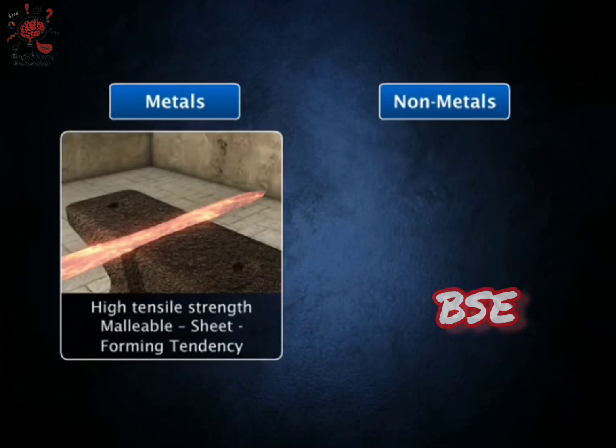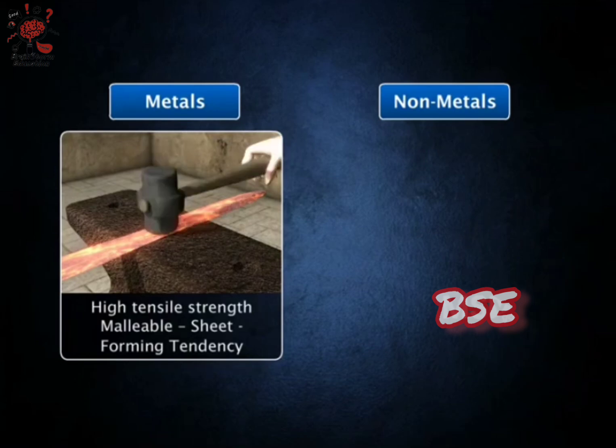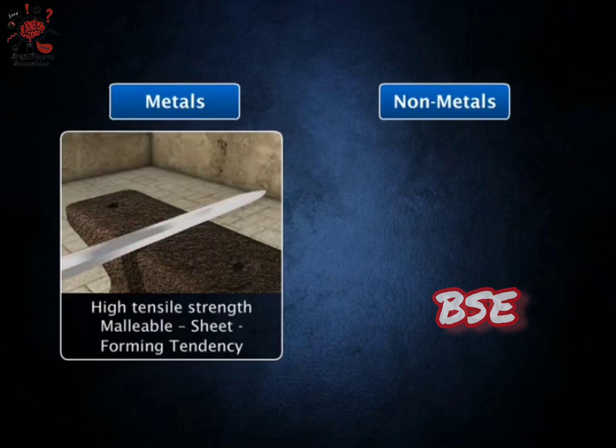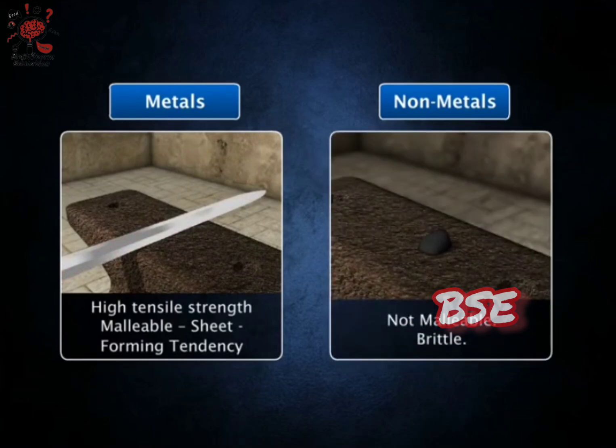Metals have high tensile strength and are malleable. They can be expanded into sheets by heating and hammering. Non-metals are not malleable and become brittle on hammering.